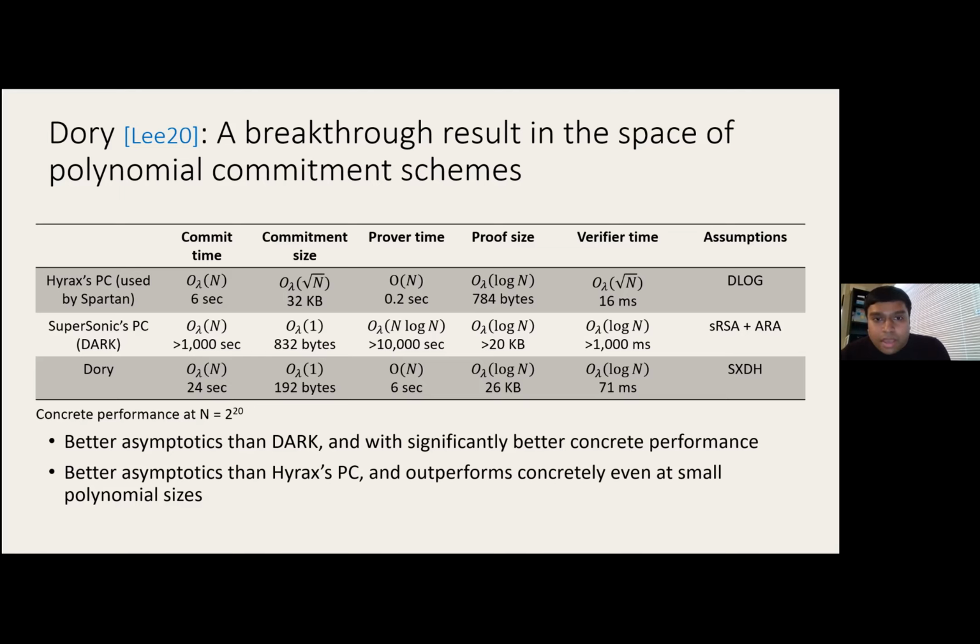But the verifier time, at least at n equals 2 to the 20, is higher under Dory than Hyrax. As n increases, though, Hyrax's polynomial commitment scheme's costs increase pretty quickly. So at about n equals 2 to the 24, Dory completely outperforms Hyrax's polynomial commitment scheme on most of the aspects. And compared to Supersonic's polynomial commitment scheme, even at small polynomials, Dory outperforms on all aspects depicted here.